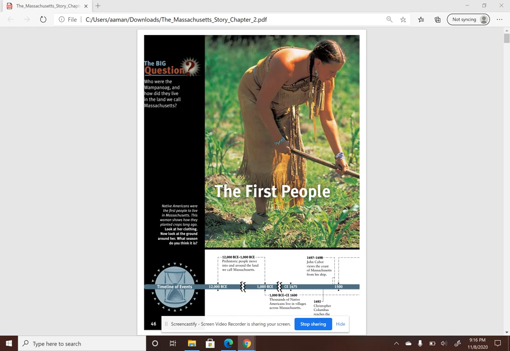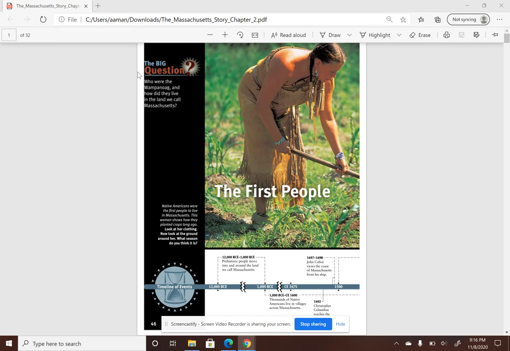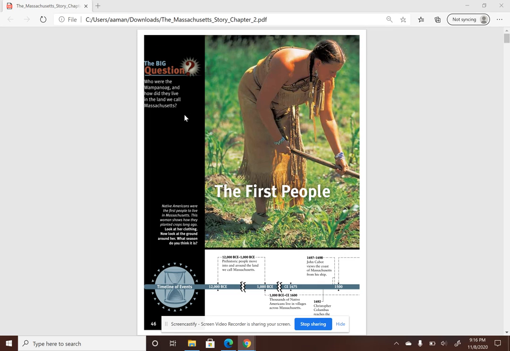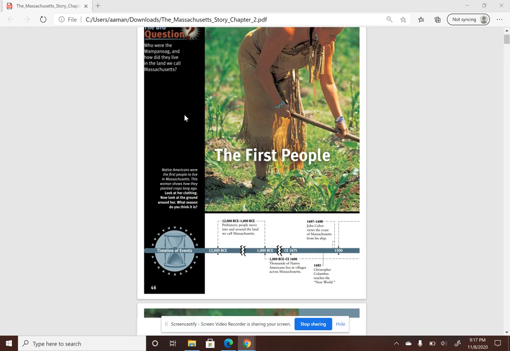The first people. Then in our sidebar, we have the big question. Who were the Wampanoag and how did they live in the land we call Massachusetts? We are not expected to know this. We should be able to answer it at the end of reading this chapter.